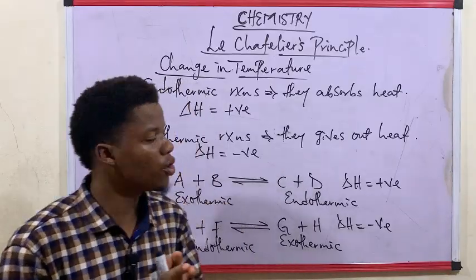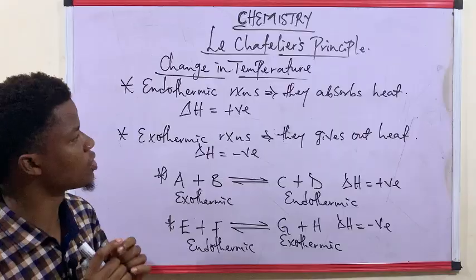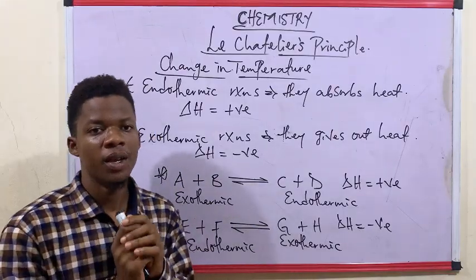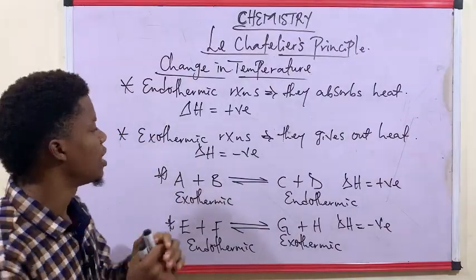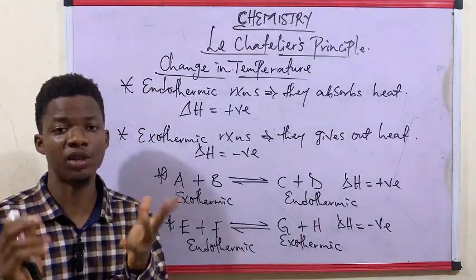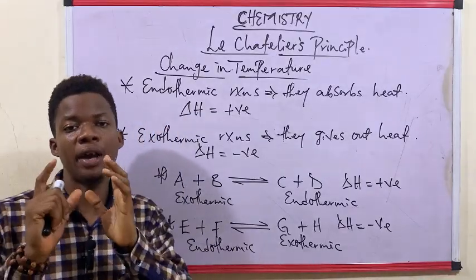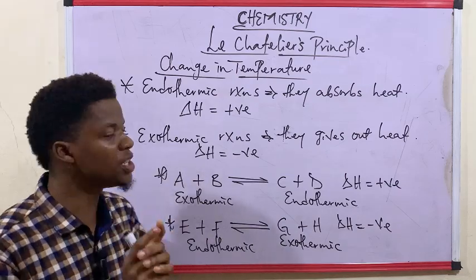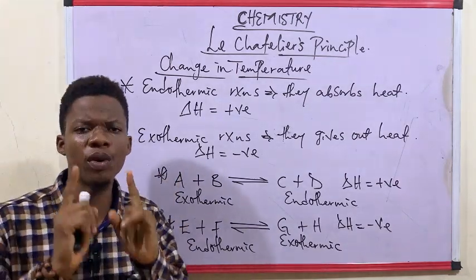All right. Your equilibrium constant K. Listen, your equilibrium constant K. It increases and decreases depending on if the reaction is endothermic and if the reaction is what? Exothermic. So what increases your equilibrium constant K for endothermic reaction is not what increases your equilibrium constant K for exothermic reaction.